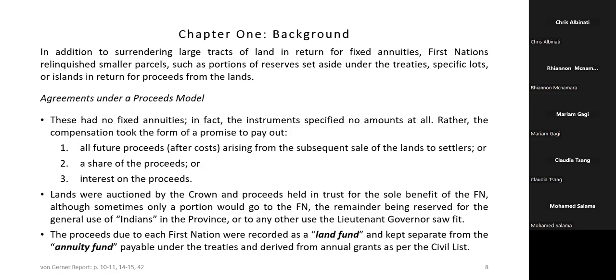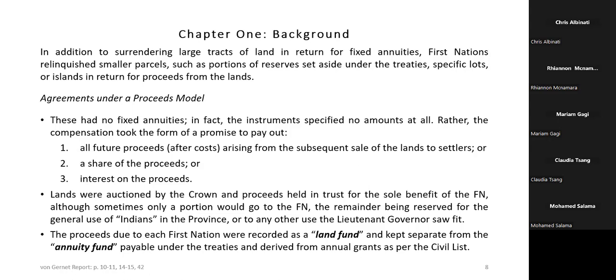So the best way to describe it is to give the examples. Are we on slide 8? Yes, we're still on slide 8. So there's nothing in the instrument actually that stipulates how much we're going to get. Right, so there's no figure, no amount. There's no annuity, no lump sum, none of that. What it is, however, is a promise.